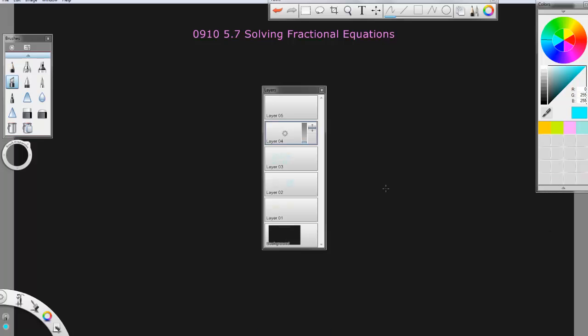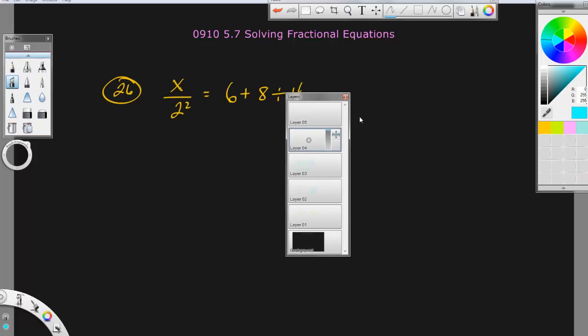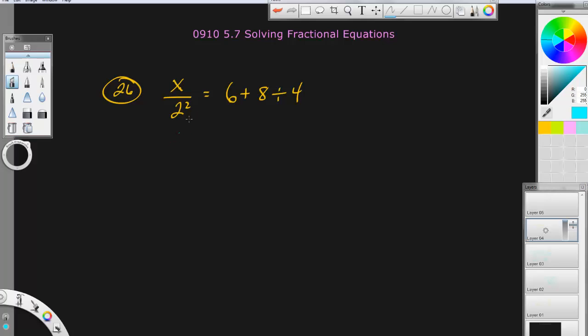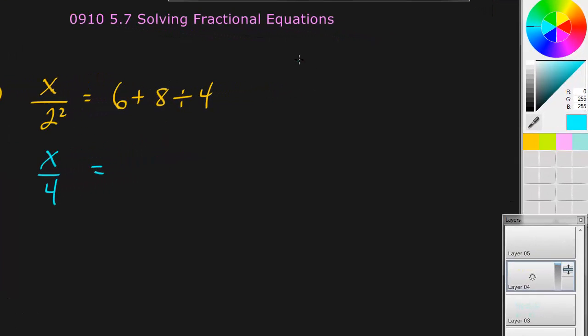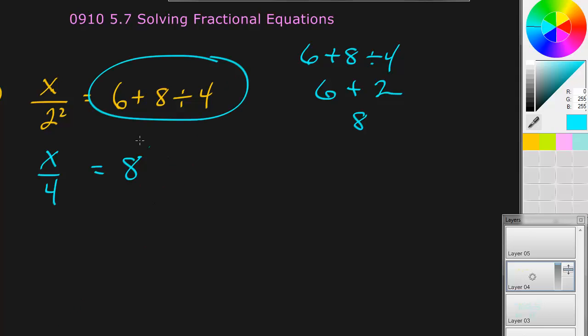One more. This is a little bit scary to look at, but it's not that bad. Let me show you. Simplifying what's on the left, that's going to be x over 2 squared, which is x over 4, 2 times 2. And over here, we need to do the order of operations. So this is 6 plus 8 divided by 4. We have to do 8 divided by 4 first. So this is 6 plus 2, which equals 8. So that whole right side becomes 8.